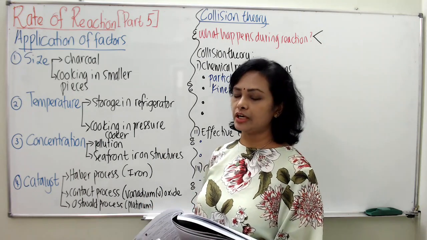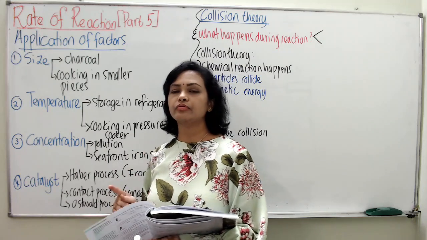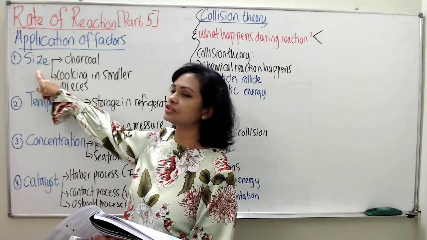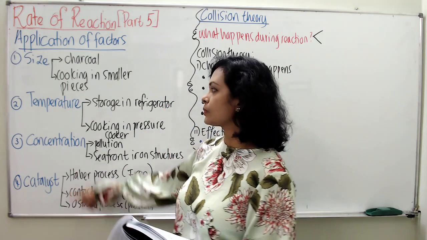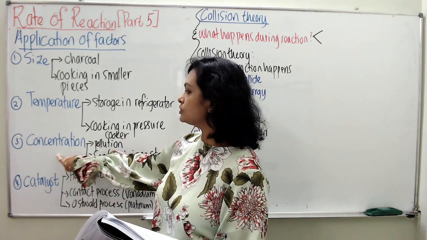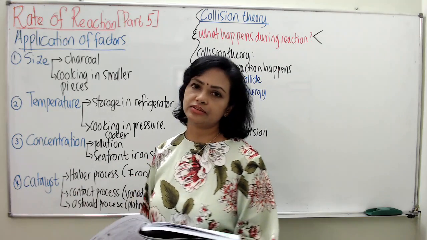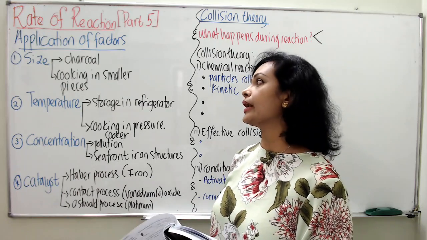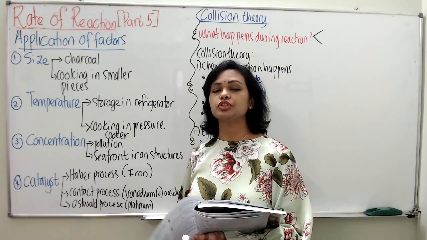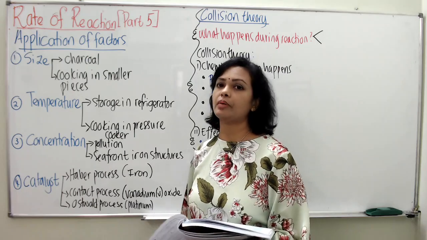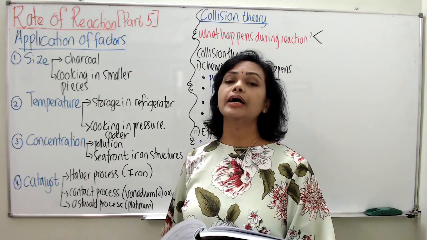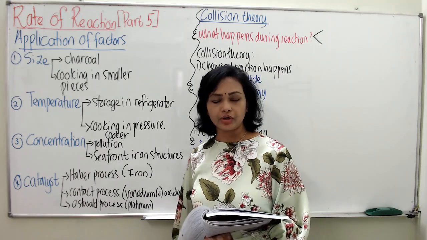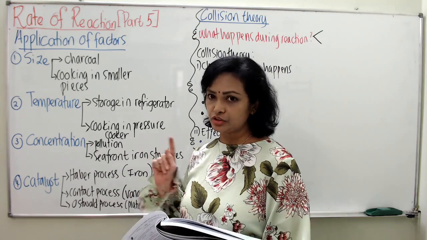As teacher told you in part 3 and part 4 of our video, teacher discussed all four factors, which are size of the reactant, temperature, concentration and catalyst. So these are the four factors that affect the rate of reaction. Now let's look at the first factor, which is size of reactant. So please remember, when teacher says size of reactant, it must be solid. At least one of the reactants must be solid in order for you to manipulate this factor.